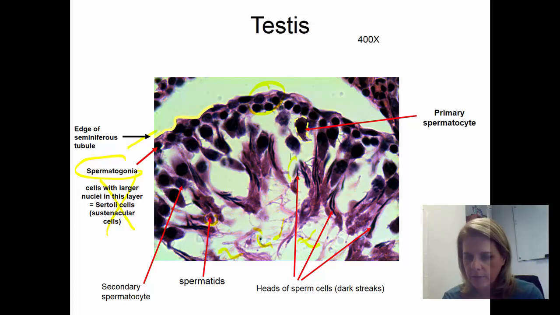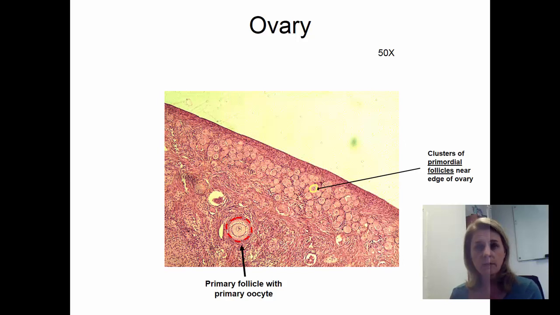See a little comma-shaped, spiky-looking head, that's the head of the sperm. So you should be able to identify those. Again, I'm not going to ask you to identify primary and secondary spermatocytes. So that's all there is on the male. There's no histology of the penis or anything like that, just of the testis.